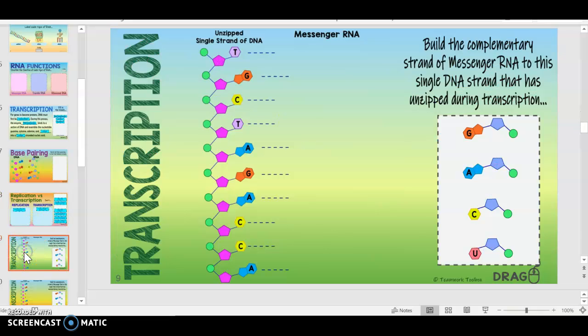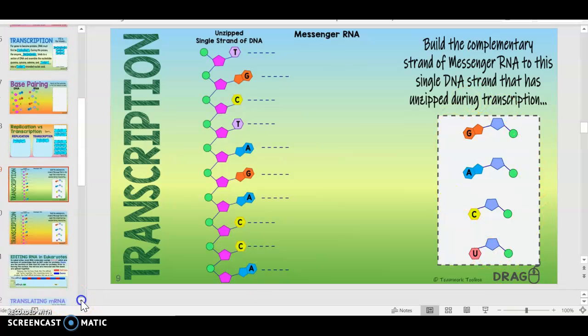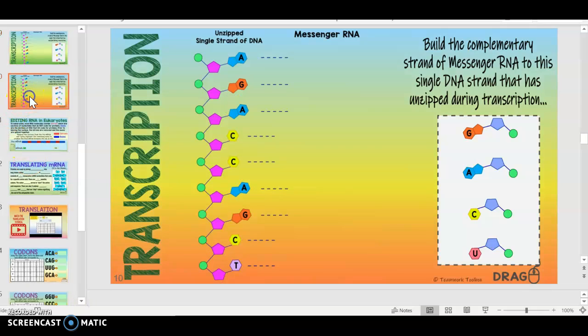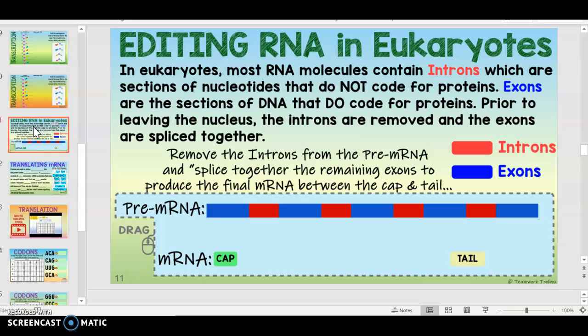Here you're going to be dragging your bases again going from DNA to RNA, so you'll notice there are no T's in here. You can drag that around and do it because we just did an example. This is the same, just a little more practice. This one I'm going to do with you.